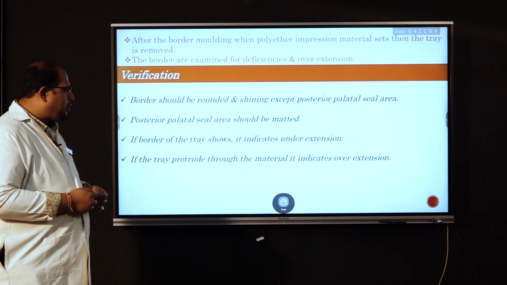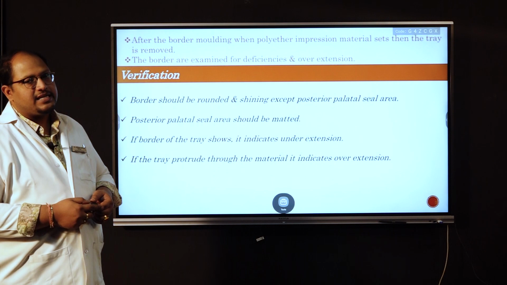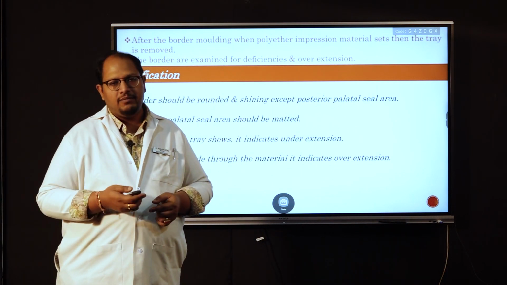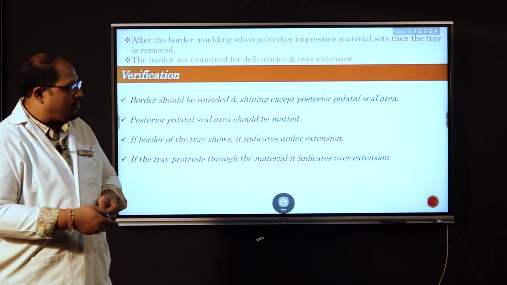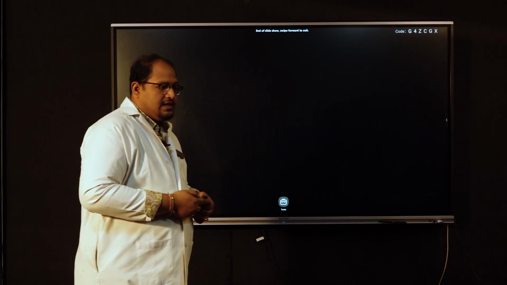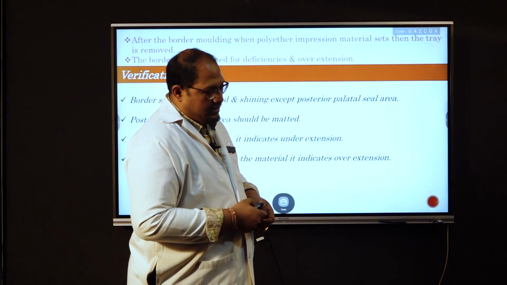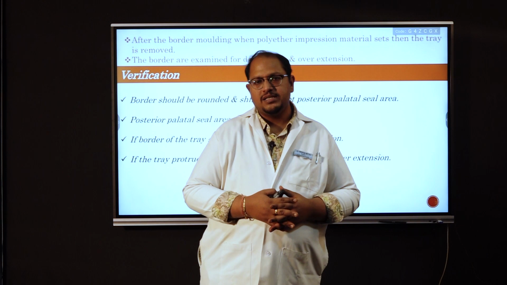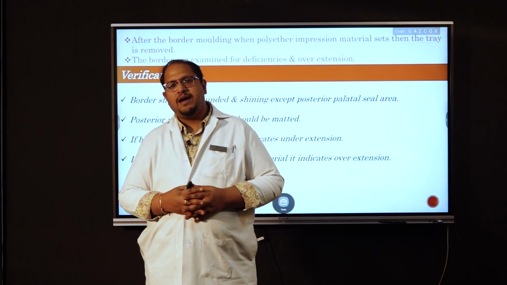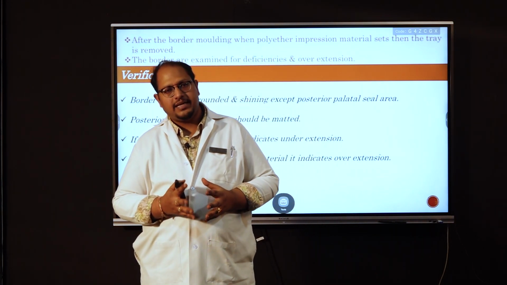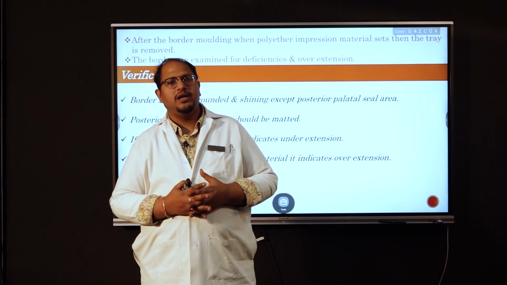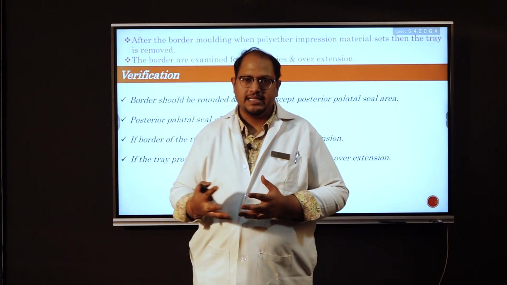If the tray protrudes through the material, it indicates overextension. Basically, build up the tray a little more and then do the border molding in that particular area. So this is how we achieve border molding, which is a very crucial step in the fabrication of your denture.